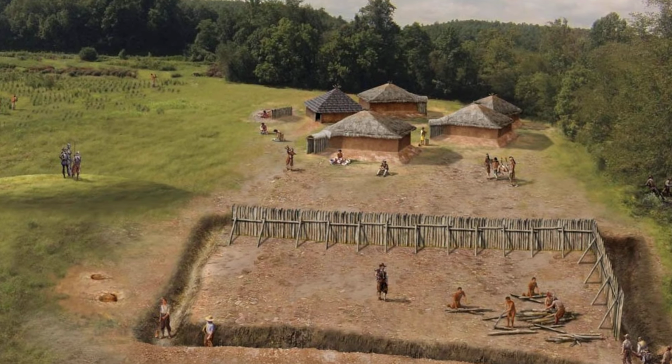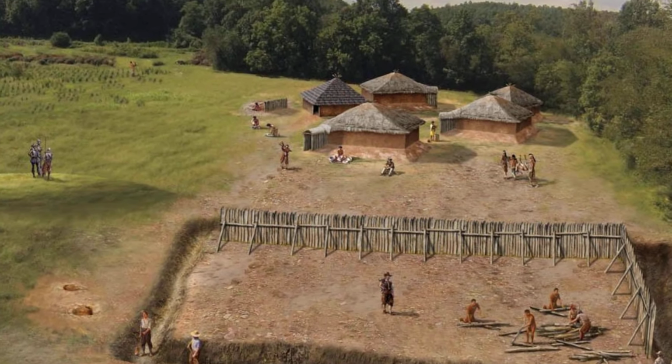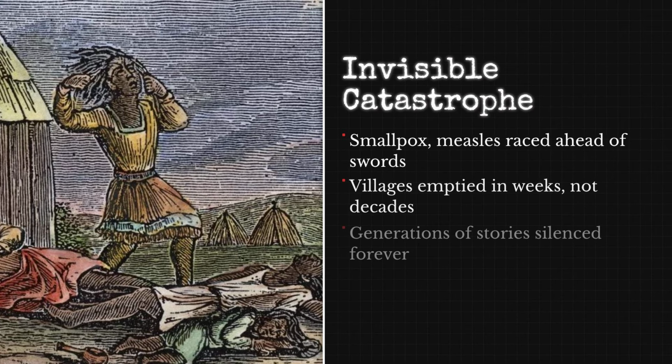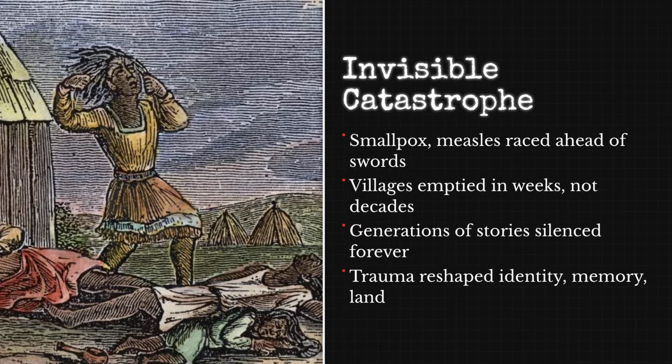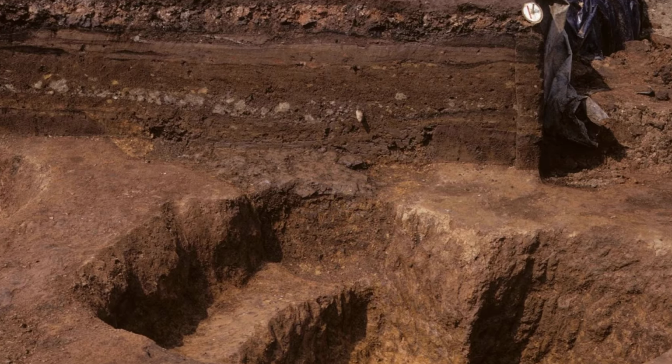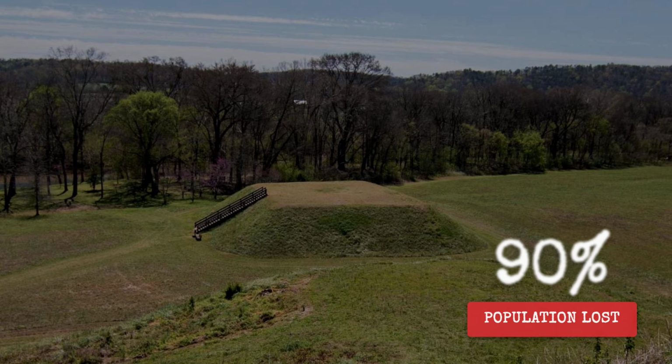Spanish chroniclers recorded bustling towns, cultivated fields, and powerful chiefs, but the encounter brought more than swords and trade goods. Within a few years, invisible enemies swept ahead of the Spanish: smallpox, measles, and influenza. These diseases moved faster than any army, reaching towns the Spanish never saw. By some estimates, half to 90% of the region's native population died within decades, their names and stories lost before they could be written down.